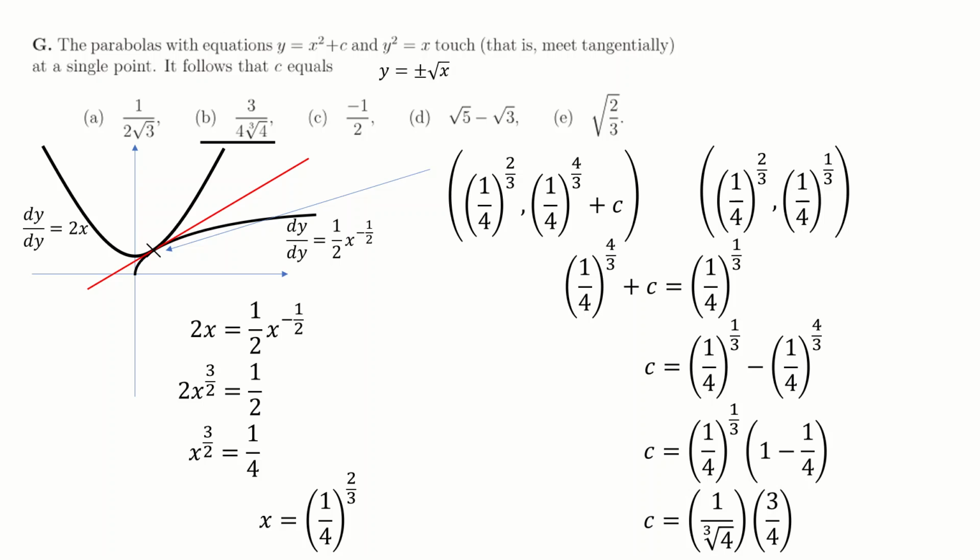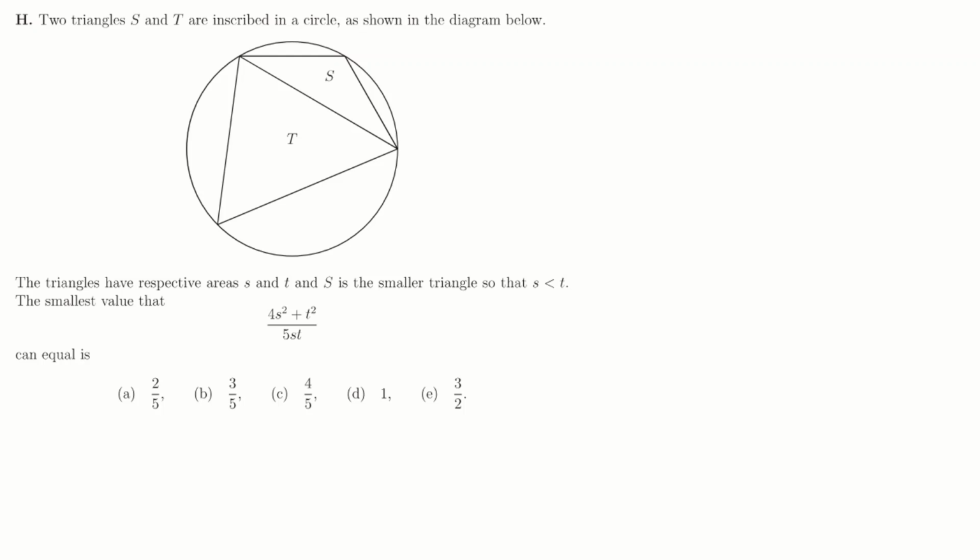Really interesting question, probably the most interesting thing on this paper, I thought. That method was just really, really nice. This is the hardest question on the paper, I think, at least for the first 10 questions. There's a very, very nice little kind of thing that you have to spot here, which is that they've given you a circle and they've given you this area S and T.